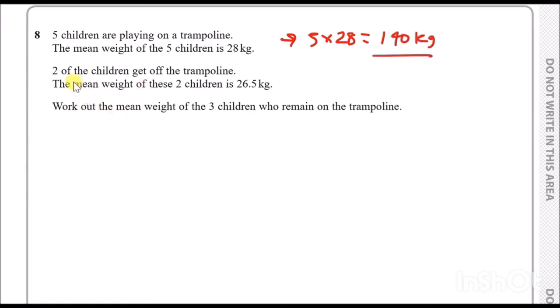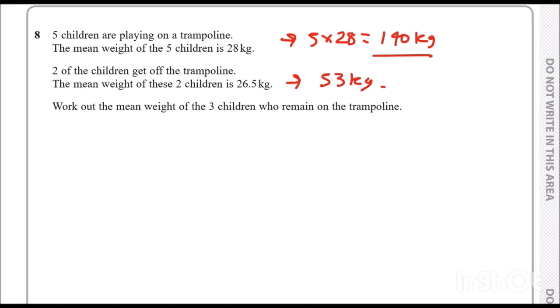For the second part, it says 2 of the children get off the trampoline. Now the mean weight of these 2 children is 26.5. So again, because there's 2 of them and they average 26.5, if you double that, you're going to get a total weight of 53 kg for both children. Work out the mean weight of the 3 children who remain on the trampoline. So in other words, the difference between these two.